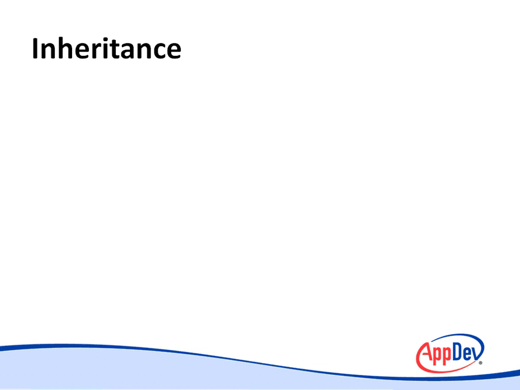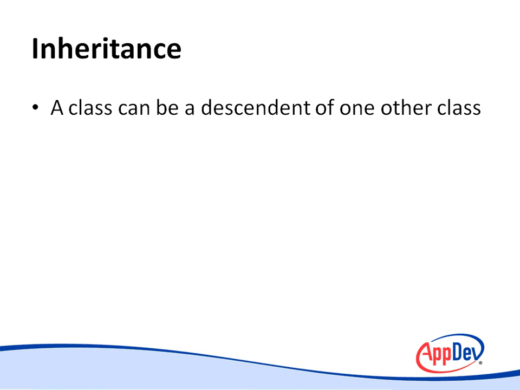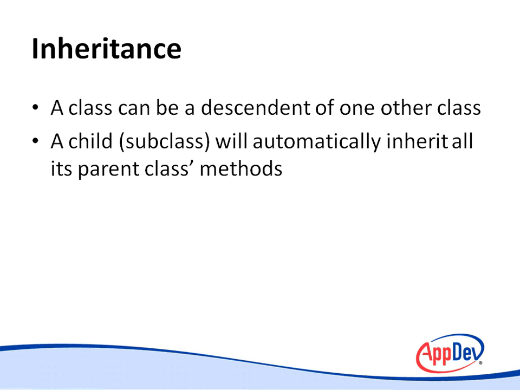One more thing before we get to the demo is inheritance. So just like a lot of programming languages, one class can inherit or be a descendant of another class. So the subclass, or the child class, will automatically inherit all of its parent class's methods and all of its variables.